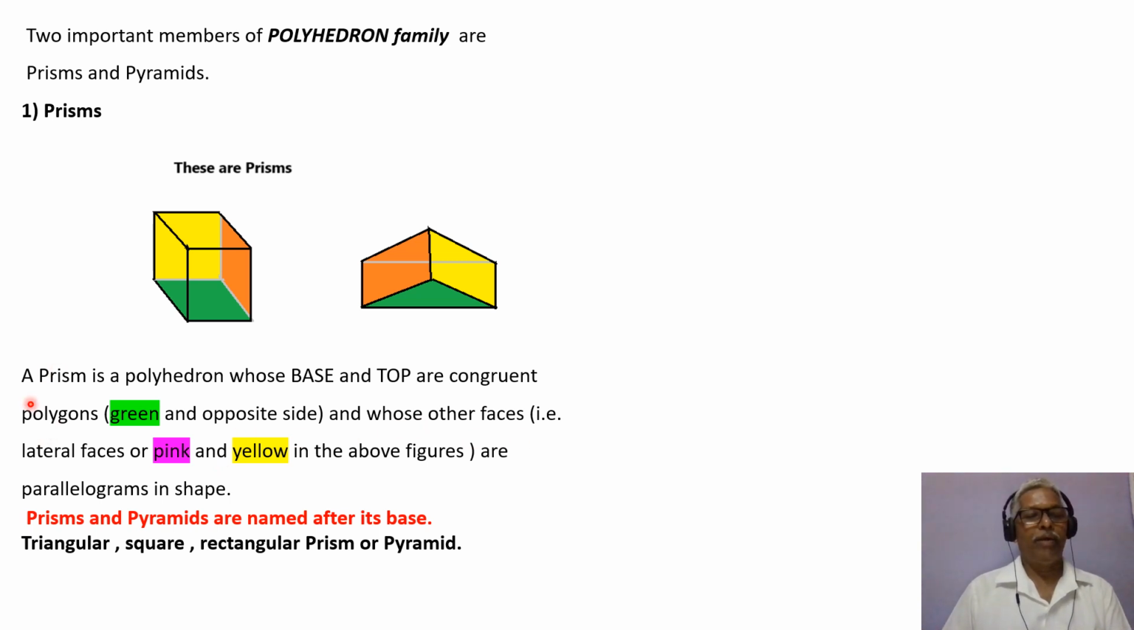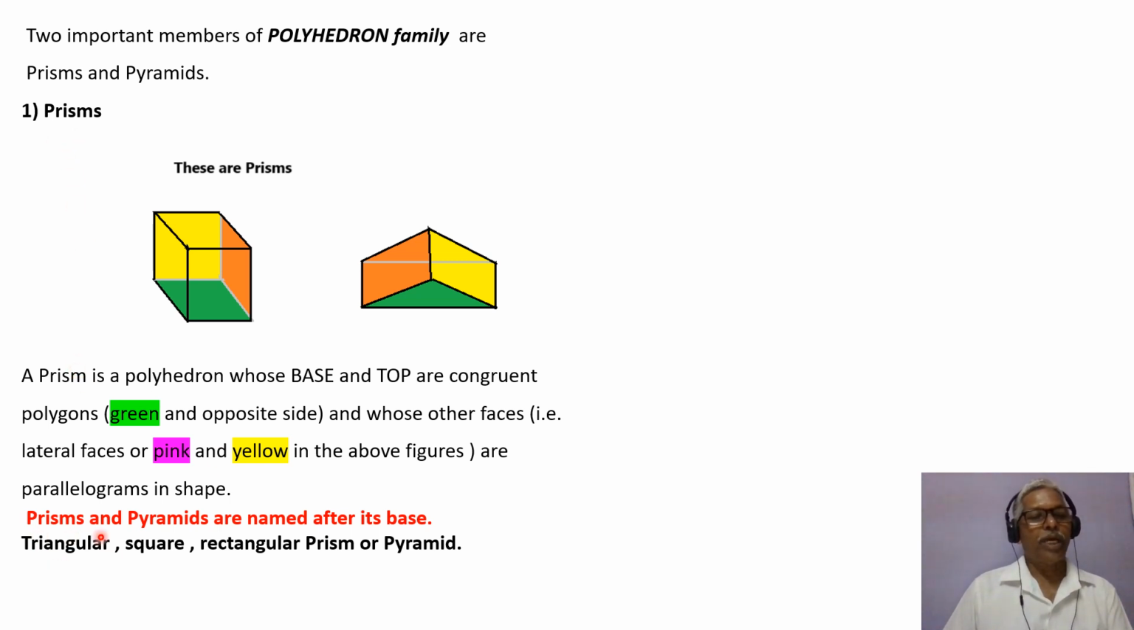I am reading it once again. A prism is a polyhedron whose base and top are congruent polygons, here green and opposite side, here green and opposite side, and whose other faces, that is pink, pink, here, pink, yellow, as in the above figures, are parallelograms in shape. So this is the definition of prism.